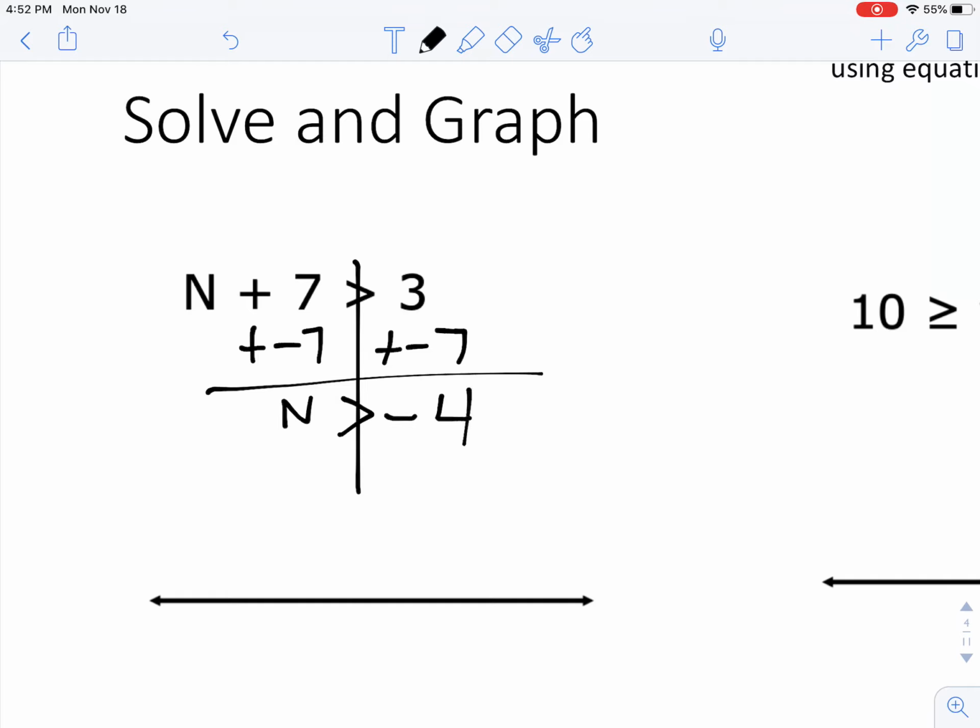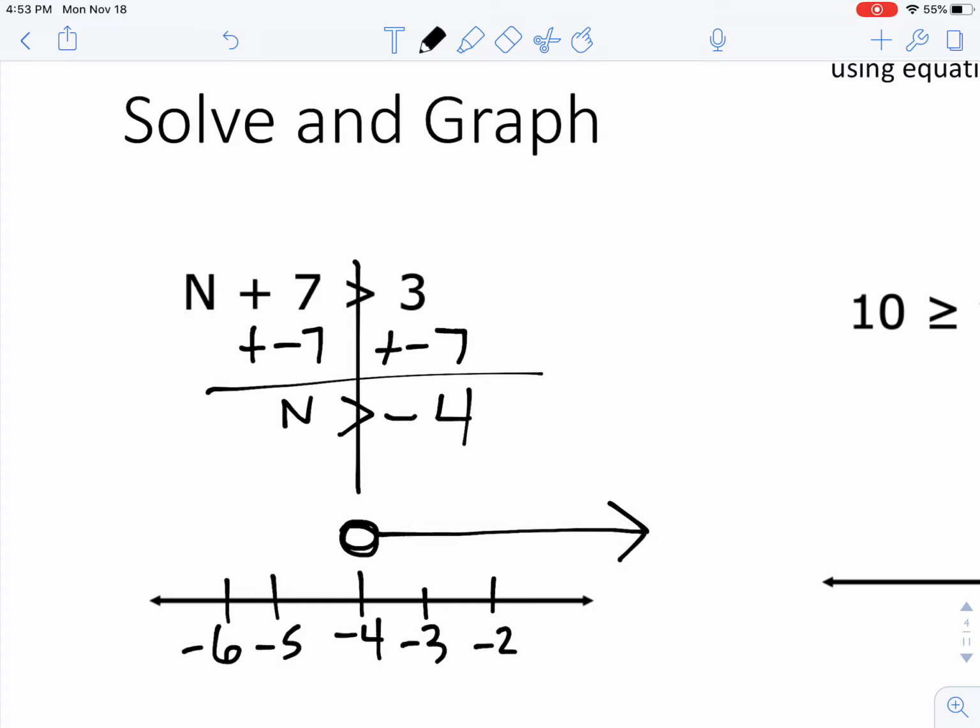So thinking back to our graphing rules, I'm going to plot negative 4, and I'm going to plot two numbers to both sides of negative 4. I'm going to plot negative 3 and negative 2, negative 5 and negative 6. Then I am going to graph n is greater than negative 4. So we know it's going to be an open circle, and it's greater than negative 4, which means my arrow is going to point to the right. So if I plugged in a point to try it, negative 2. Negative 2 is greater than negative 4. That works, so I know my graph is correct.